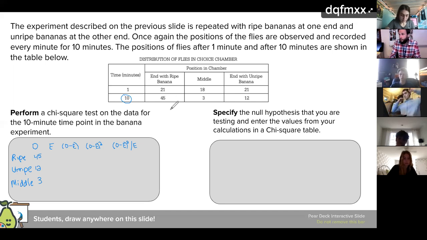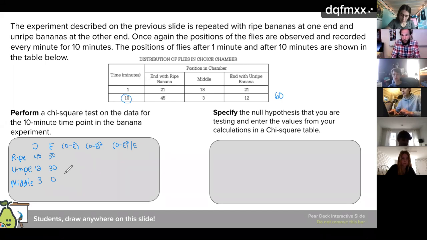So really what it comes down to is, how many flies do I have total? Well, 45 plus 3 is 48 plus 12 is 60. Biologists can do math too. And if I don't expect there to be a preference for ripe banana versus unripe banana, I might say, and this is one possibility, 30 and 30, which means there are 0 flies in the middle. You can do the problem that way. There's nothing wrong with approaching the problem this way. Is there another way we might have approached it?